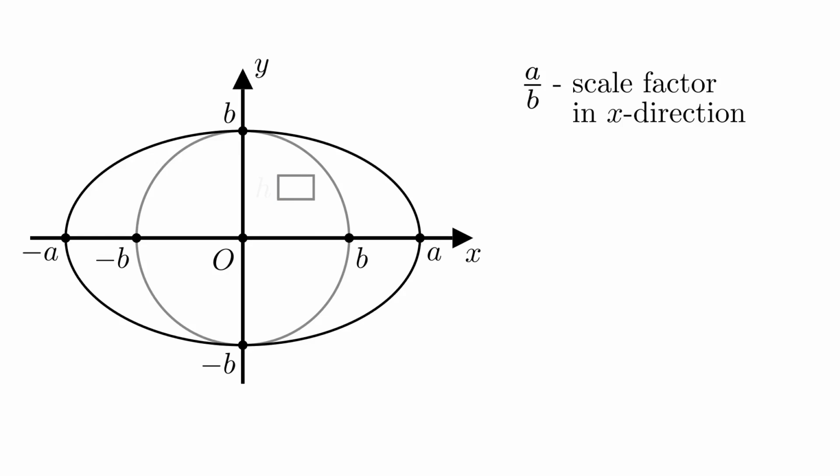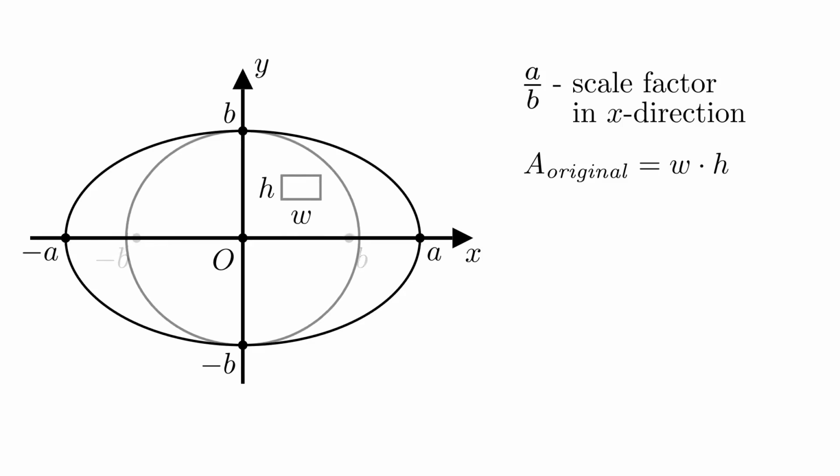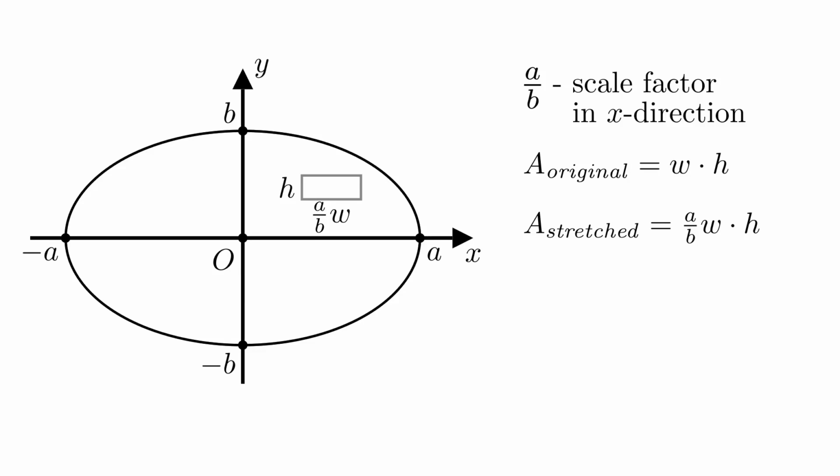If its height is h and width w, then the area before we stretch it is w times h. And when we stretch it, height remains the same, but width is multiplied by the scale factor. So it becomes a over b times w, which means that the area of the stretched rectangle is a over b times w times h. But w times h was the area of the original rectangle. So the area of the stretched rectangle is equal to a over b times the area of the original rectangle.